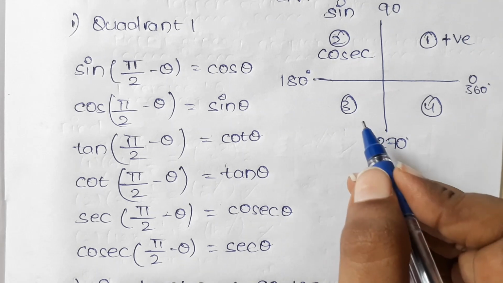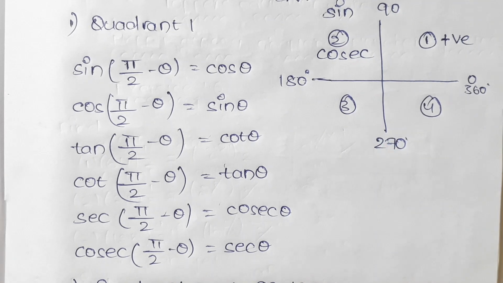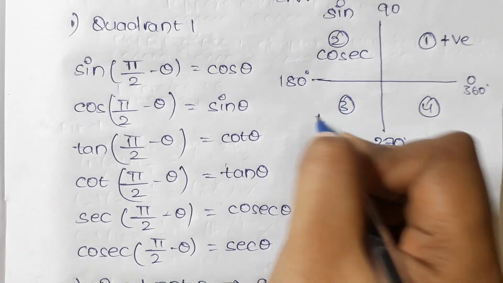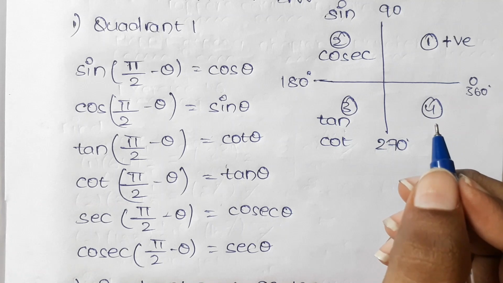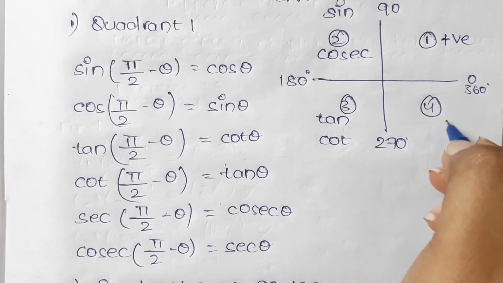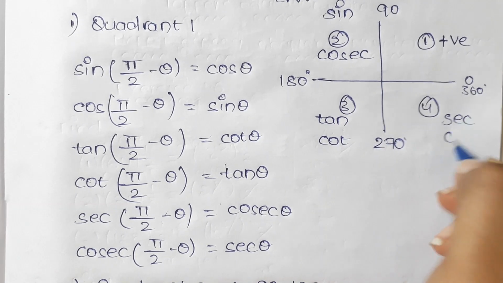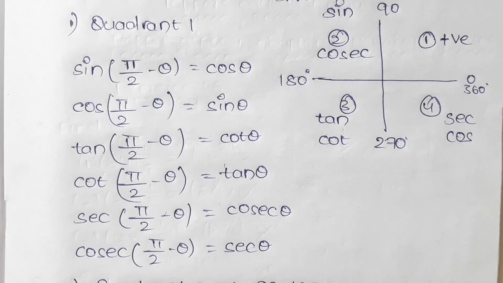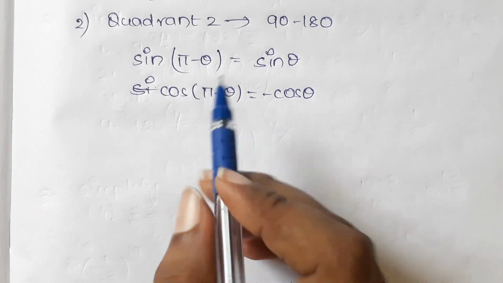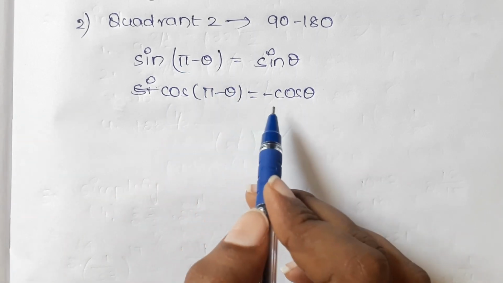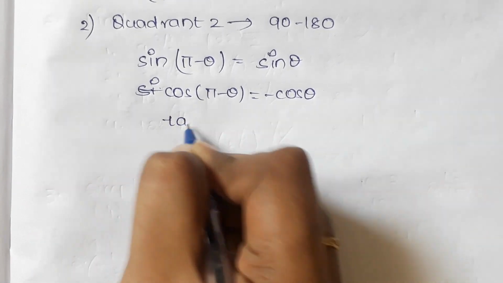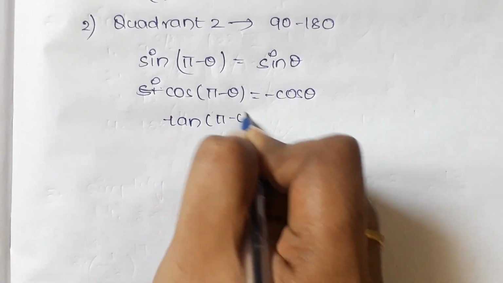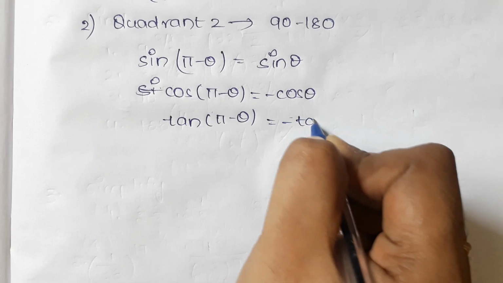And similarly in the third quadrant tan and cot are positive, and finally in the fourth quadrant secant and cos, these two are positive and the others are negative. And according to that, here in the second quadrant cos is negative, so here minus cos theta. And now tan(pi minus theta) is also negative, minus tan theta.